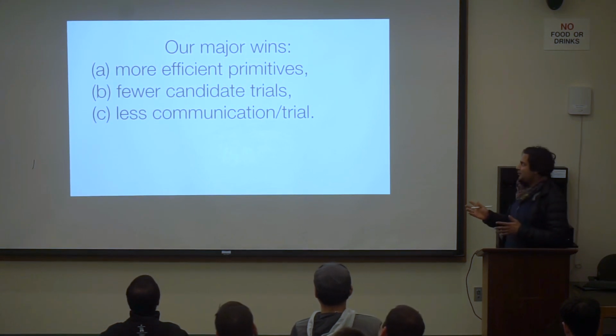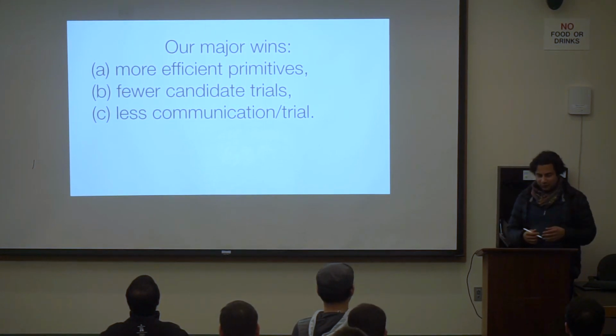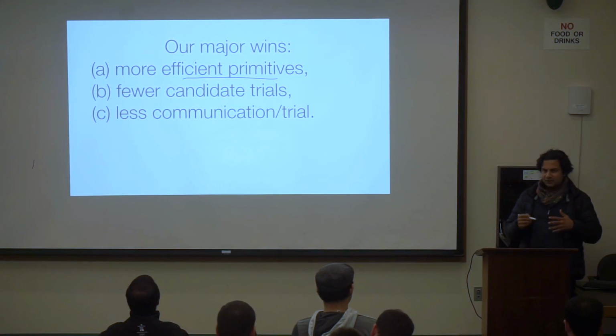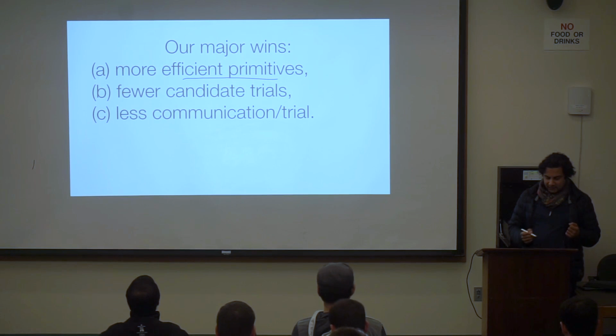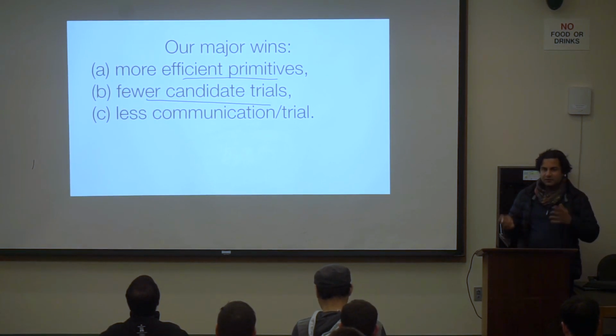So what are the big wins? Here's really how we improve over this. I'll present some of the prior work, but at the high level, we're using more efficient primitives, in particular the multiplier, and that in combination with this other observation allows us to have fewer candidate trials.